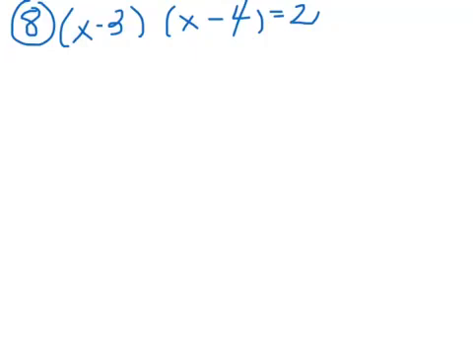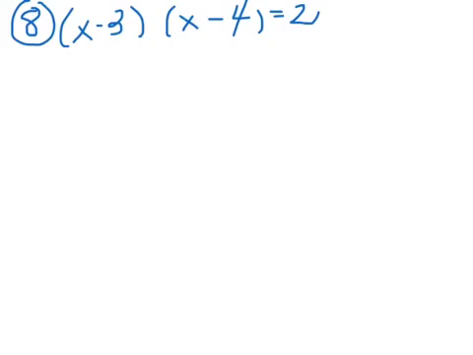Okay, this is Chapter 10, Quadratic Equations on the Algebra Review, and this is number 8. They want us to solve this. This would have been a real simple one to solve had they already set it equal to 0, but they didn't. So what I'm going to have to do is simplify the left side, move the 2 over to the left side, so I'll have a 0 on the right side. Then I can figure out how to solve this.